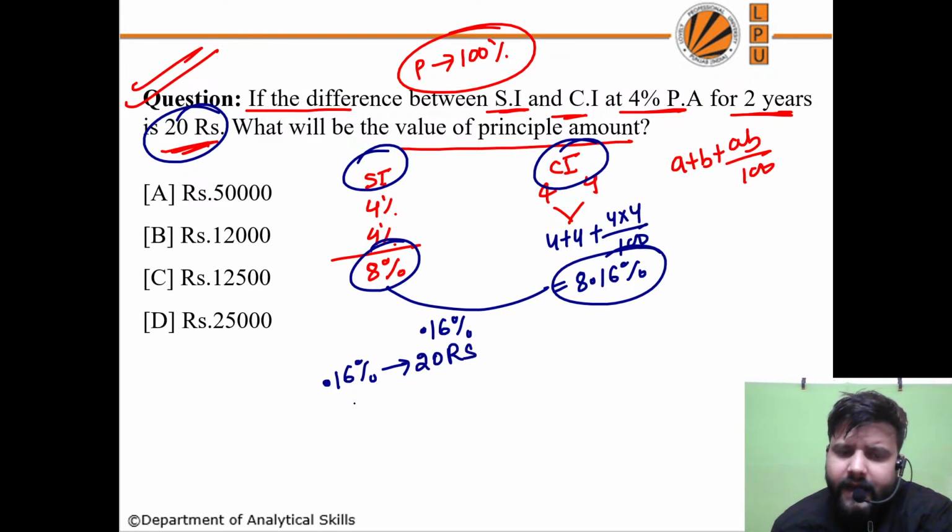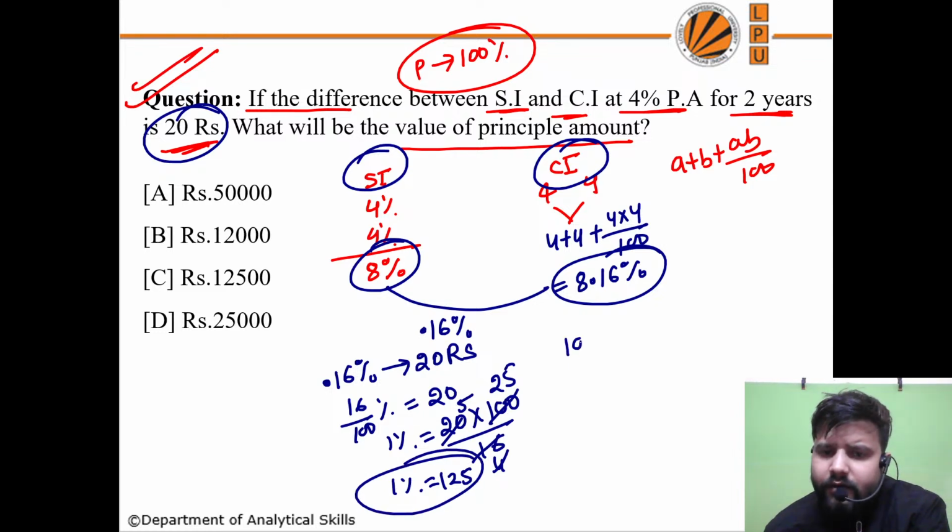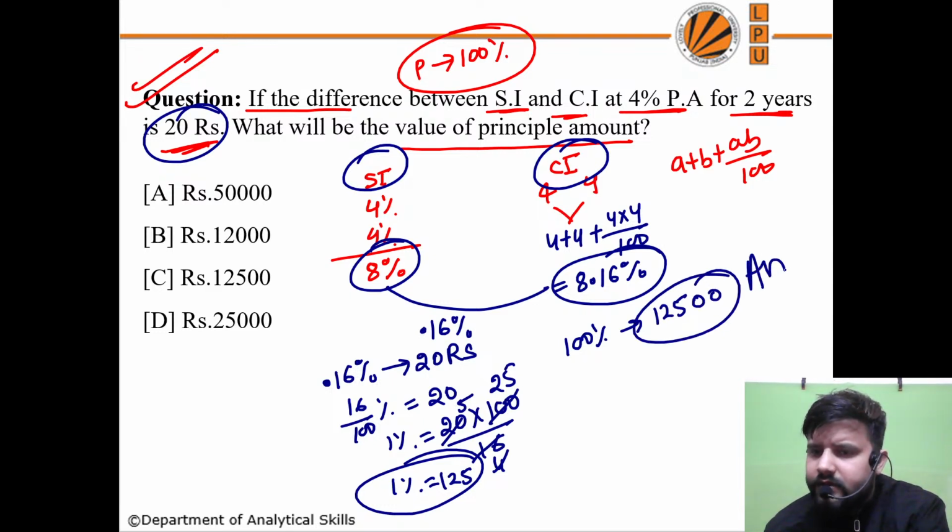And I can write it like 16 by 100 for clarity. It is equal to 20. So from here, 1% would be 20 into 100 divided by 16. So if you cut it by 4, how many times? 25 times, and 4 will cut it 5 times. So the value of 1% here is 125, isn't it? The question is asking you the principal, so you have to calculate 100%. It means the value of 100% would be 12500, which is your answer for this question.